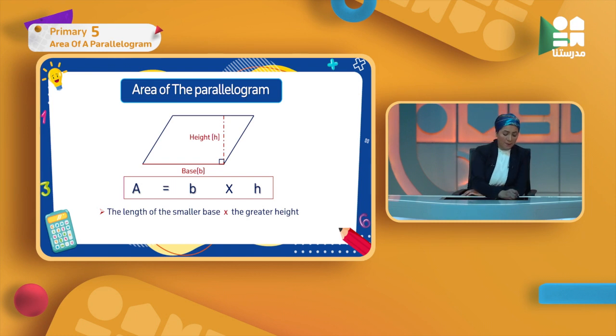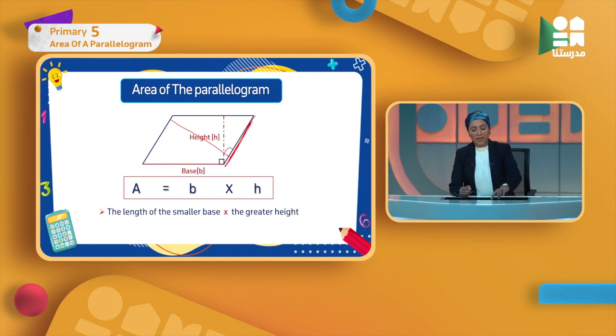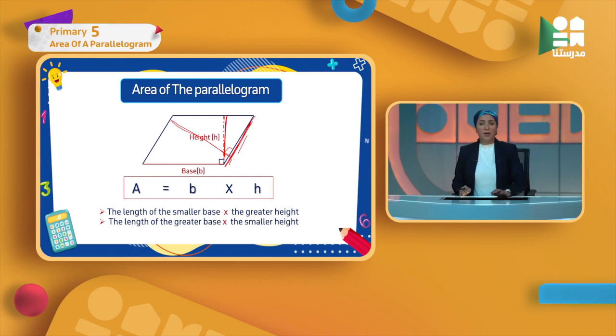We also have here another base that I can drop a height on. Okay? As we see, when the base was larger the height was smaller, and when the base was smaller the height was greater, and this is according to the distance between the two sides. Okay? So this is the fact that we need to remember. The length of the smaller base times the greater height, or the length of the greater base times the smaller height. And this will usually help us if we ask you to get the length of the height.